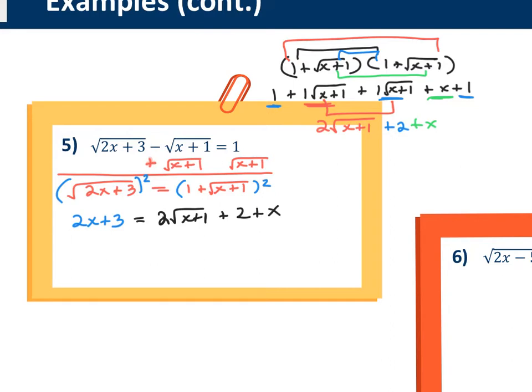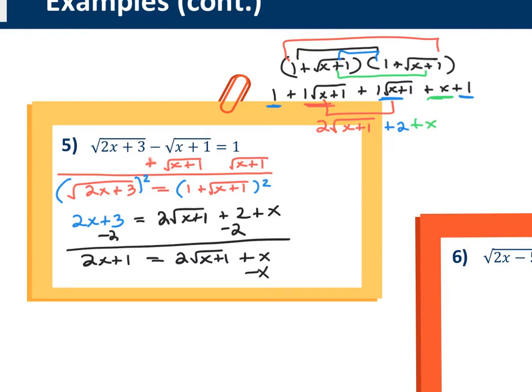Now notice I still have a radical in my equation. Again, I need to start all over again from step 1. Step 1, isolate the radical. So let me move the 2 away from it. 2x plus 1 equals 2 times the square root of x plus 1, plus x. Move the x. x plus 1 equals 2 times the square root of x plus 1.